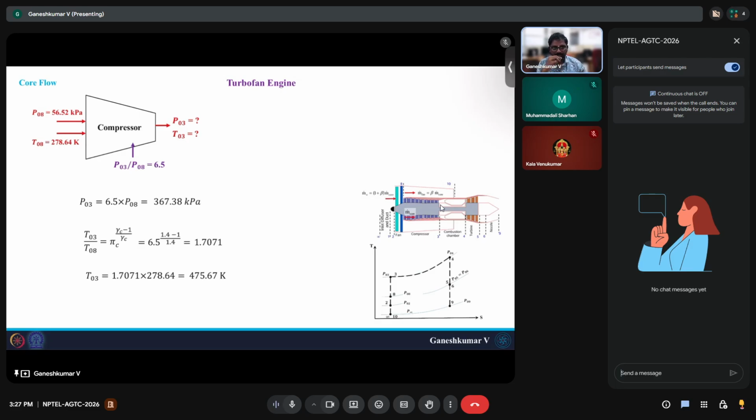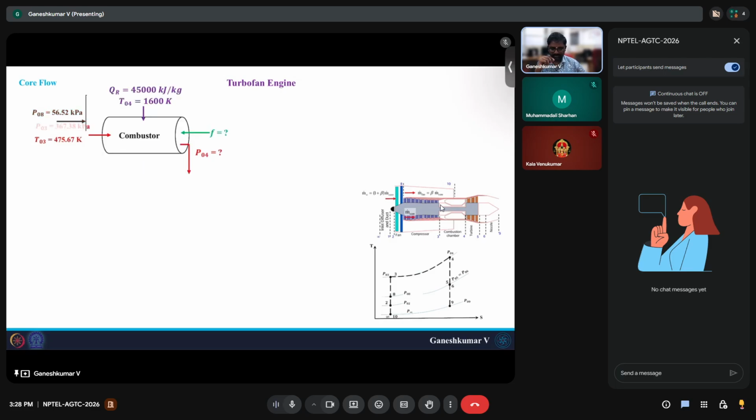If you have a calculator with you, please cross check these numbers. I have calculated it correctly, but there might be some arithmetic mistakes. So please cross check these numbers. All right. So after compressor, you have combustor.